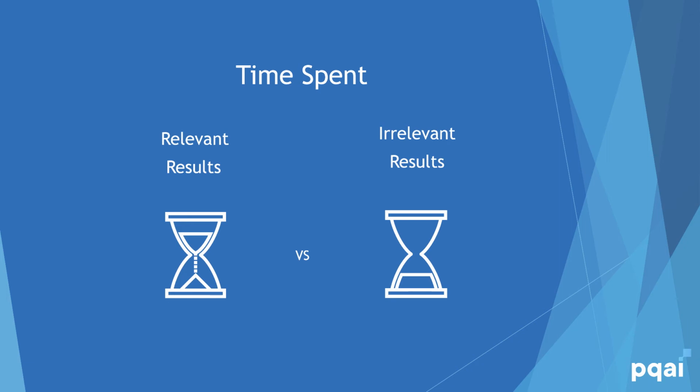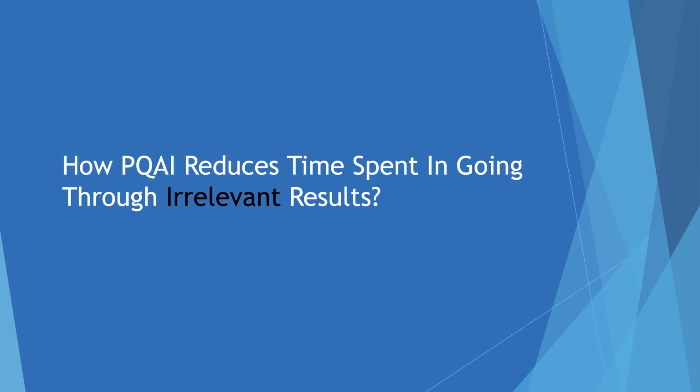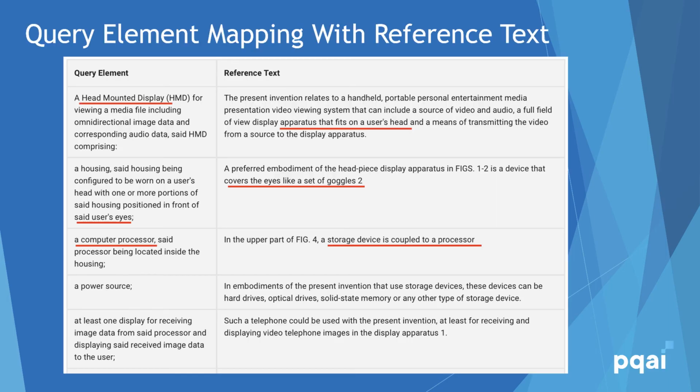So what does PQAI do to address this problem? PQAI actually makes it easier for you to judge the relevance of a patent right from the search page, so that you don't have to spend time reading the full text of the document and finding the relevant sections. It does so by going through the full text of the document for you and then finding complete sentences which are most relevant to each part of your query, as you can see on the screen.